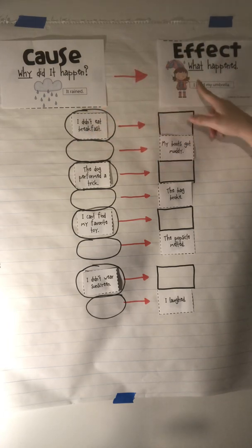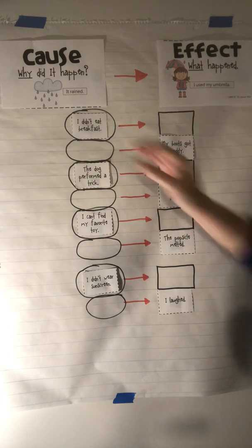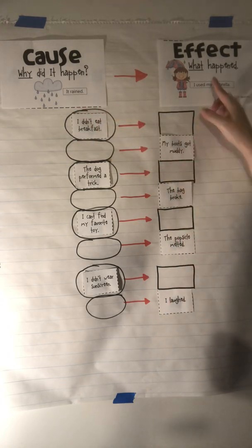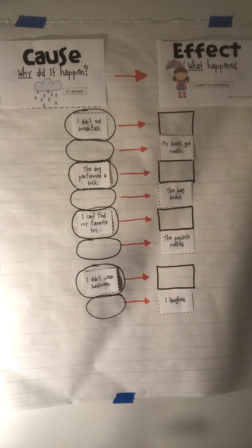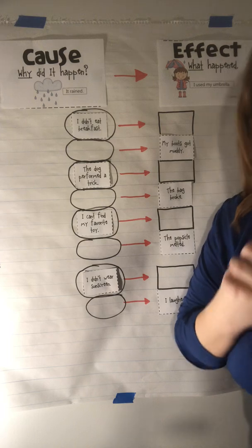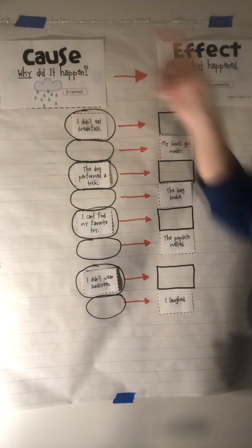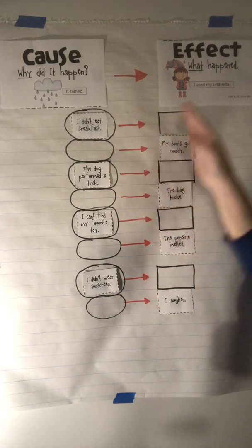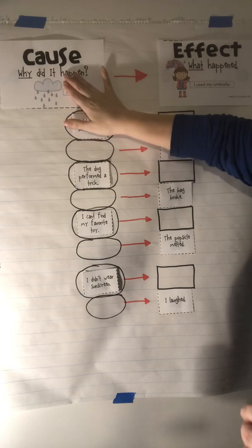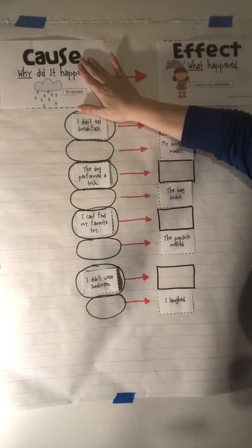Well, if it started raining, I would probably have to use my umbrella. Many things can happen if it starts raining, but one of the effects is that I would have to use my umbrella. Another effect might be that I need to wear rain boots, or a cause if it starts raining and we're at school, an effect would be that we have to have indoor recess. So a cause is why it happened, and an effect is what happened because of the cause.